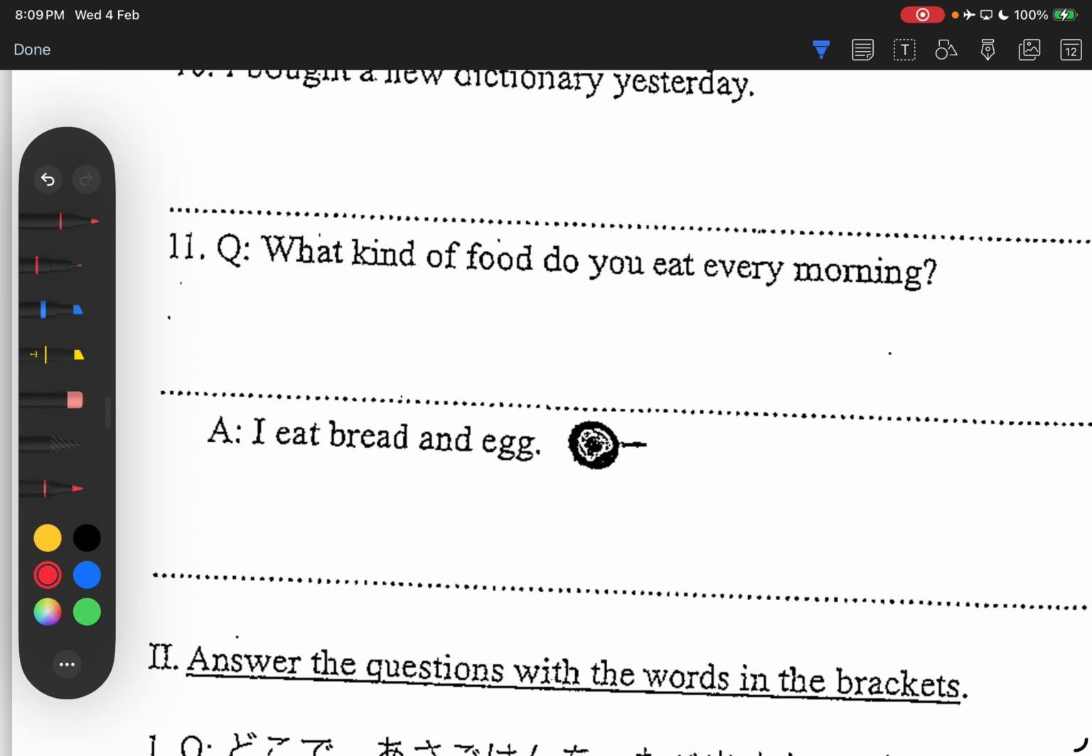11. What kind of food do you eat every morning? あなたは毎朝食べますか？ What is "what kind"? Do you remember the question word for what kind? We learned it in lesson 4. Not donna, it's donna with a double N sound, so it's a double consonant. So donna. Do you want to try again? The word every morning first.